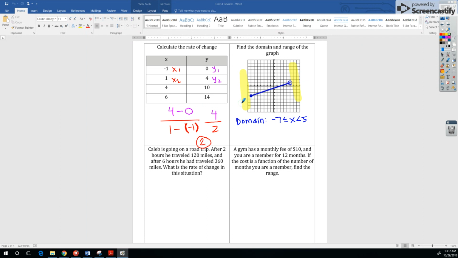Okay, for my range, I'm going from the bottom to the top, lowest to highest. So my range, I'm starting at 1, 2, 3, -3, closed circle, going up to just 1, and that's an open circle.